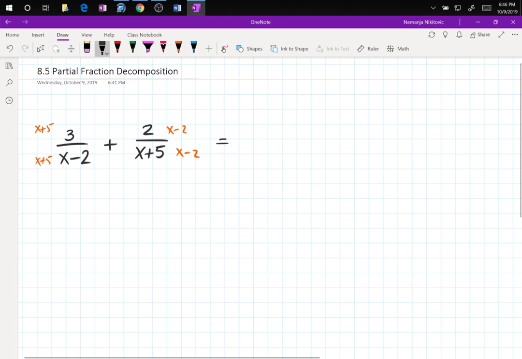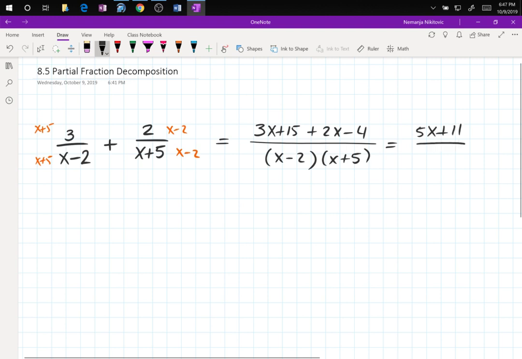we would have 3x plus 15 plus 2x minus 4 divided by (x minus 2)(x plus 5) in the denominator, which would simplify into 5x plus 11 divided by (x minus 2)(x plus 5). So this would be the standard algebra problem that you would see in elementary algebra, algebra 1, whatever you want to call it.